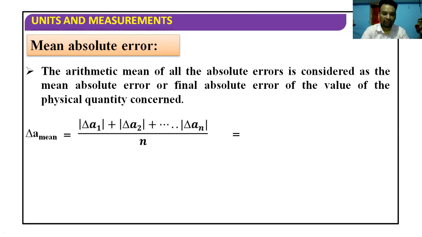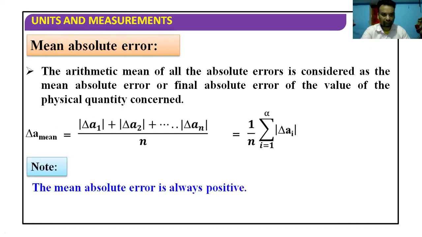We will understand the mean absolute error in detail with the help of certain examples. So this is the formula, summation 1 upon n, i equal to 1 to n, of delta a i. So this is the formula for mean absolute error. The mean absolute error is also positive because all the values are kept in the mod.